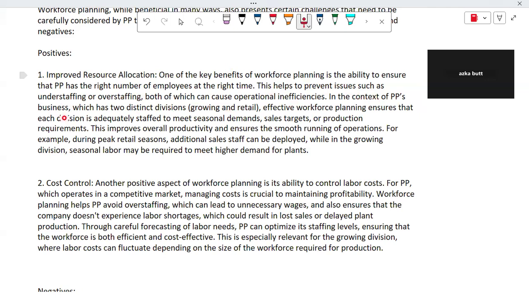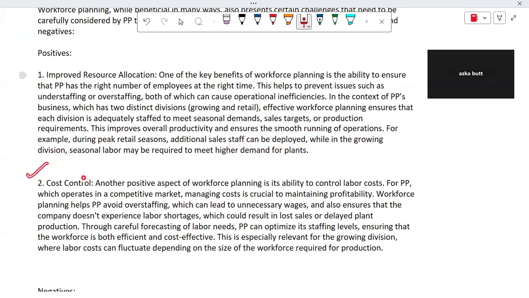So in the context of PP's business, which has two distinct divisions, the first one is growing, the second one is retail. Effective workforce planning ensures that each division is adequately staffed to meet the seasonal demand, sales targets, or production requirements. So this improves overall productivity and ensures the smooth running of operations. For example, during peak retail seasons, additional sales staff can be deployed, while in the growing division, seasonal labor may be required to meet higher demand for plants.